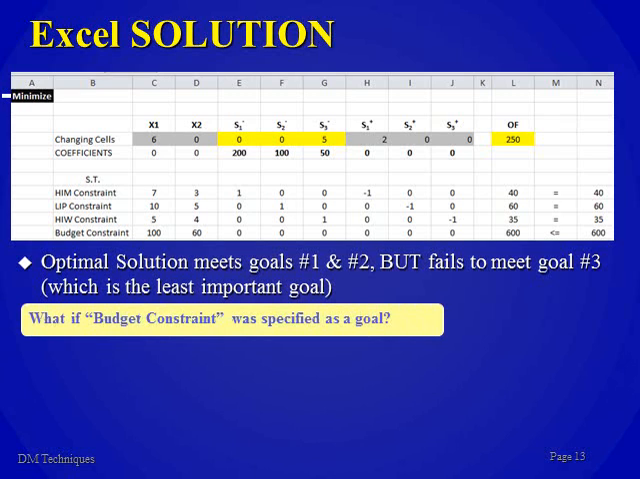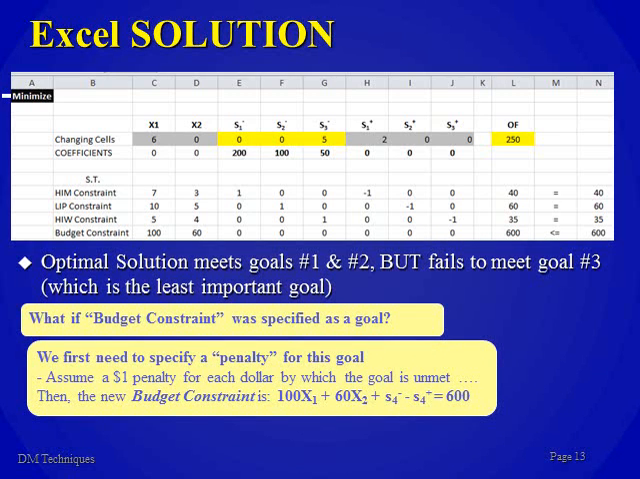So what if the budget constraint was specified as a goal? What if this constraint here at the bottom, which was not specified as a goal, so you don't have any deviation variables, what if now you want to set it as a goal? You may be okay with going over that $600,000. The first thing you need to do is add a penalty for each unit you come short of meeting this goal. So let's assume a dollar penalty for each dollar by which the goal is unmet.